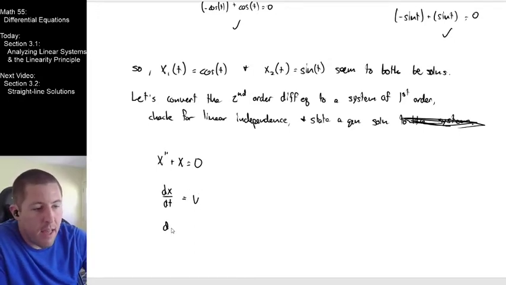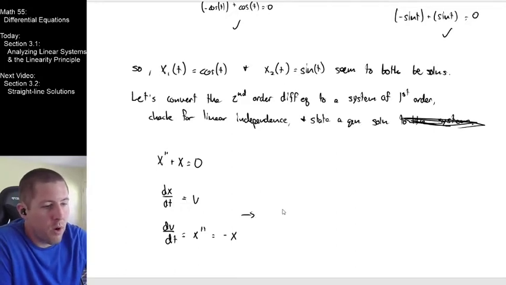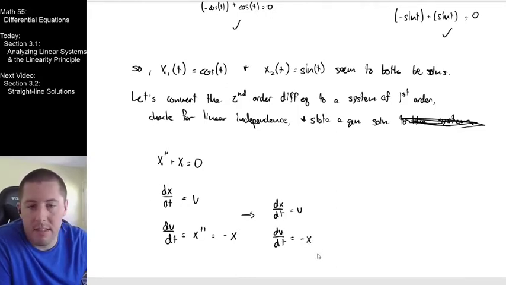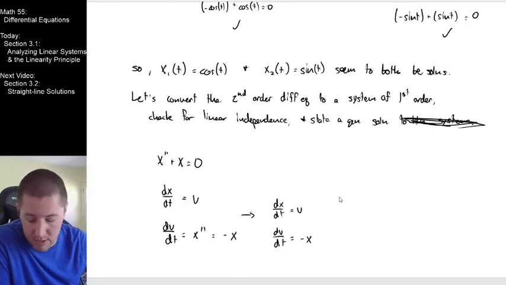Then I'm going to say that the derivative of v with respect to t, well, notice that the derivative of v is the second derivative of x. So that's really just negative x according to our original system right there. What is x double prime? According to our original system, it's negative x right there. So it looks like what we've come up with here is dx/dt equals v, dv/dt equals negative x. There's our system of linear differential equations right there.